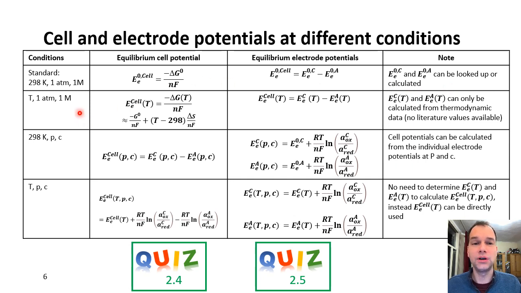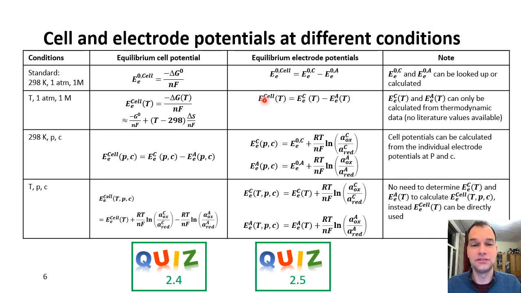Now, if we go to another temperature, then as we discussed in the previous screencast, we need to take into account the temperature dependence of the Gibbs free energy change. And if we fill that in, we get the equilibrium cell potential. A simplification for that is that we use the entropy via this equation to determine the equilibrium potential at another temperature.